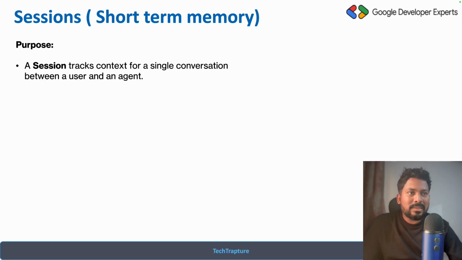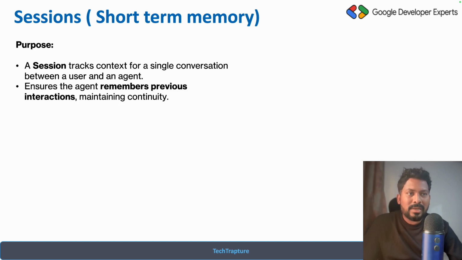So the purpose of the session is to track the context for a single conversation. That's why we call it short-term memory. It stores the conversation and some metadata about the user and agent interaction, and ensures the agent remembers the previous interaction, maintaining continuity. Let's say I am talking to the agent and asking a follow-up question. The session helps the agent understand the context and maintain the history along with the continuity, because it stores the information and also remembers the interaction in the current session.